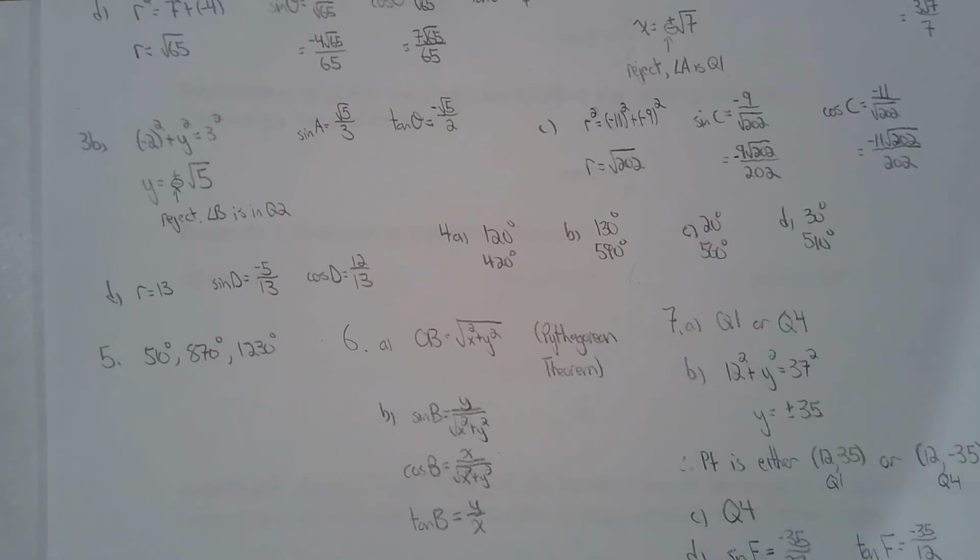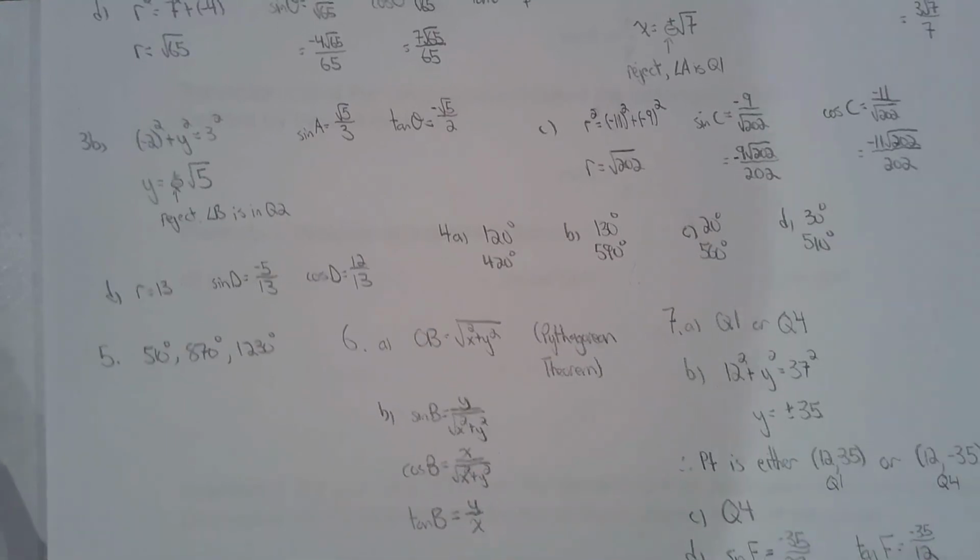For question 6, you're told that theta is obtuse, which means we're in quadrant 2. Express the length of OB. OB is your radius, so use the Pythagorean theorem. And then express the primary trig ratios in terms of x and y. Okay, there's OB.